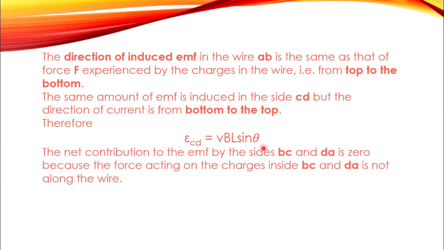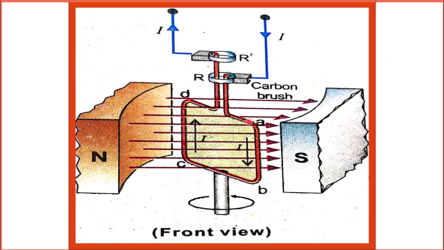Now we shall talk about the sides BC and DA. The net contribution to the EMF by these sides is zero, because the force acting on these charges is not along the wire. According to the right-hand rule, the charges present in the sides AD and BC also experience force, but this force makes them move in the upward-downward direction. So they do not drift along the wire from end A to D or from end B to C, but they keep bumping up and down. In this way, they do not contribute in generating the EMF.